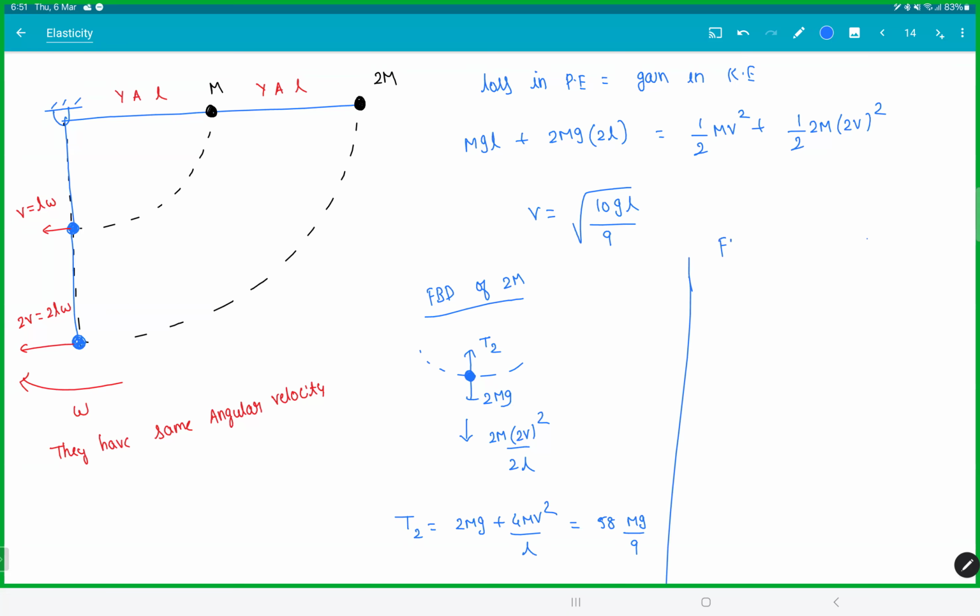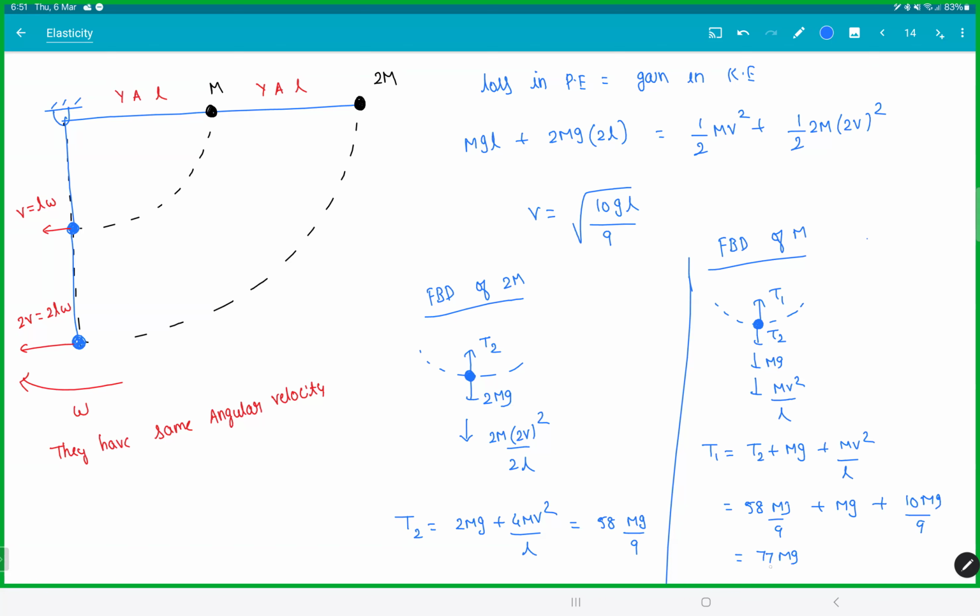Then you draw the FBD of m. You have T1, you have T2, you have your own weight, and you're going in a circle. You also have centrifugal force mv squared by L. Then from here you get T1 is equal to T2 plus mg plus mv squared by L. This is 58mg by 9 plus mg plus mv squared by L, which is 10mg by 9. That is 68 plus 9, 77mg by 9.